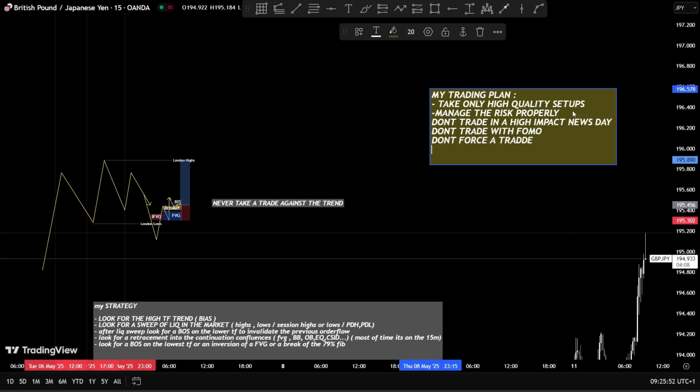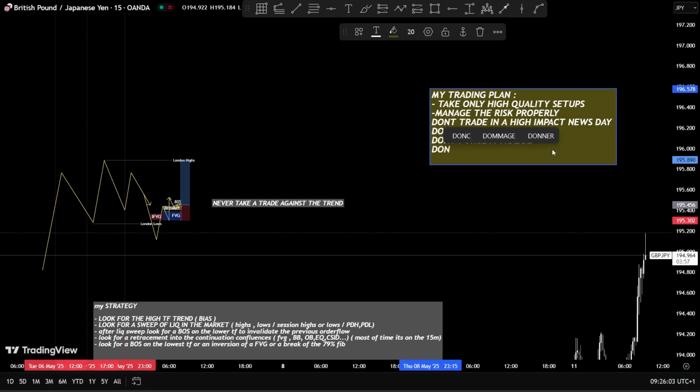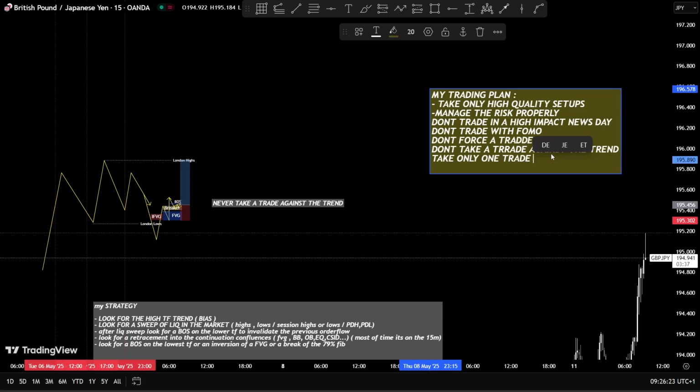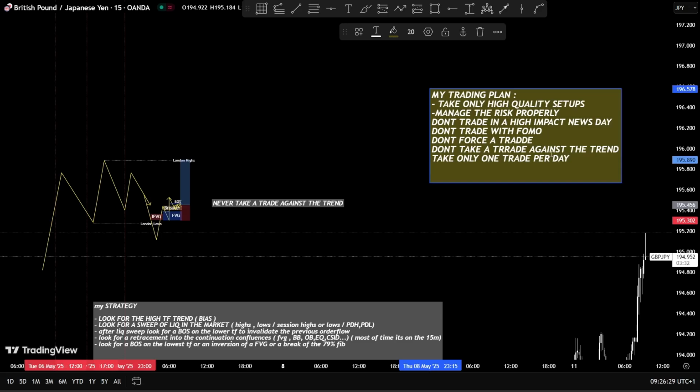Next thing, don't force a trade. If you see a trade and it's not aligning with the strategy, but you want to enter it and you want to force it, it's going to be a losing trade. I'm telling you now, bro. Don't take a trade against the trend. I already told you about this. Take only one trade per day. This rule is for me. I only take one trade per day. I don't know about you. You figure it out by yourself.